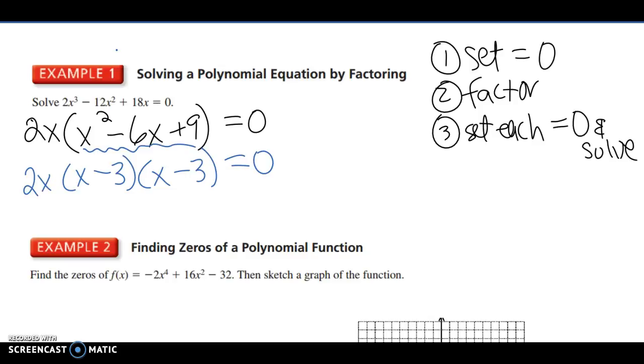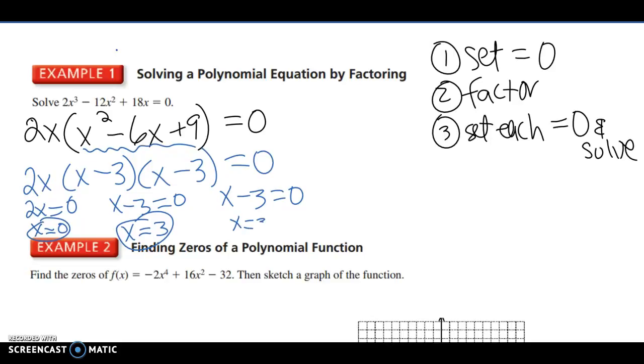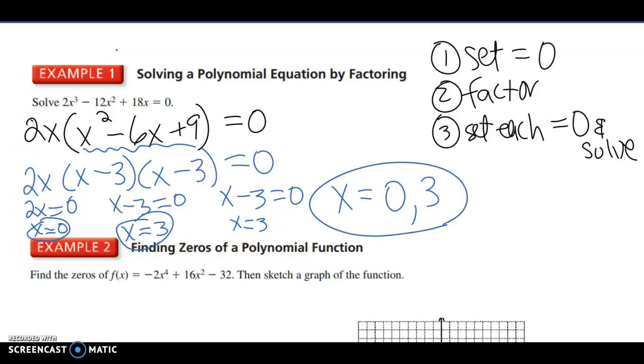Now that I've fully factored my polynomial, I can set each factor equal to 0. So 2x equal to 0, x minus 3 equal to 0, and x minus 3 equal to 0. When I divide by 2 for my first one, I get x equals 0. When I add 3 for my next one, I get x equals 3. And I'll get x equals 3 again over here, but I don't have to write it twice in my final answer. I can just say 0 and 3. Those are my final answers.